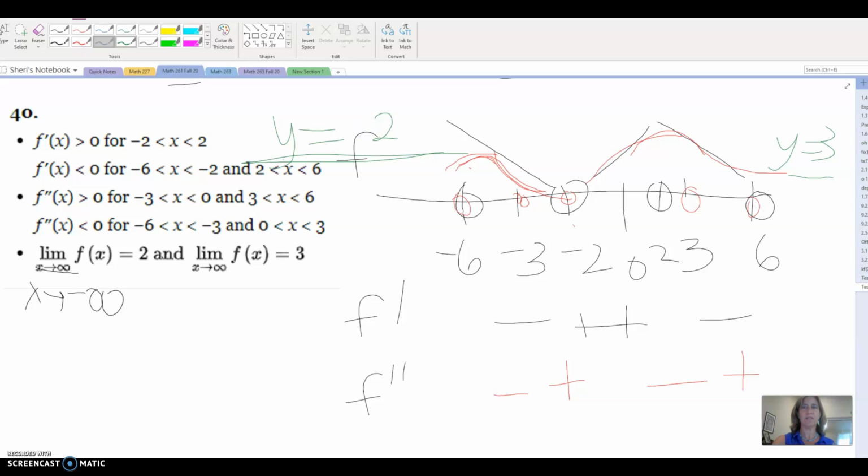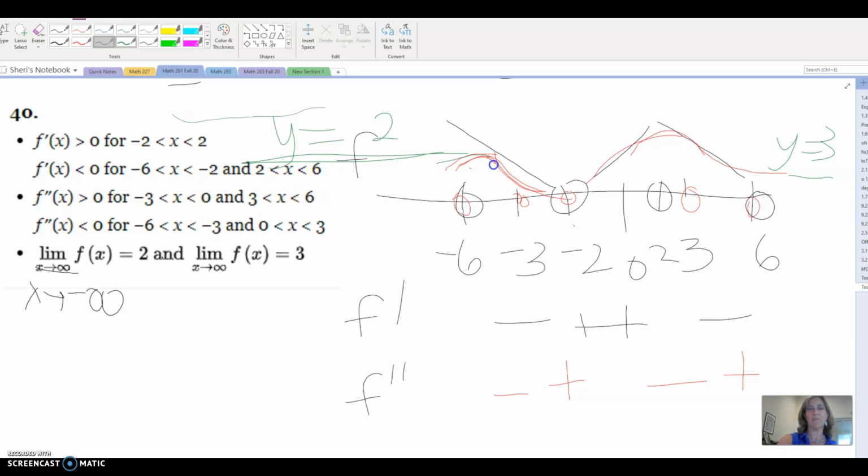Then it's going to increase until I get to +2. And then it's going to decrease again until I get to 6. And then it's going to flatten out to be y equals 3. With the concavity, as it comes in from the left, from -6 to -3, it's going to be concave down.